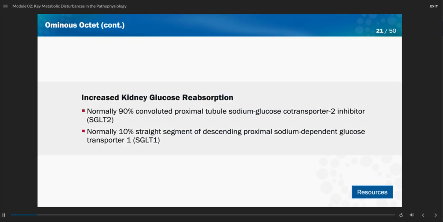Kidney function. Generally, 90% of the glucose is absorbed in the convoluted tubule. This actually goes up. You've got 10% of it in the segment of the descending proximal, the straight section. So the kidneys become more effective. And of course, we have medications which can help block this reabsorption to help control those blood sugars.